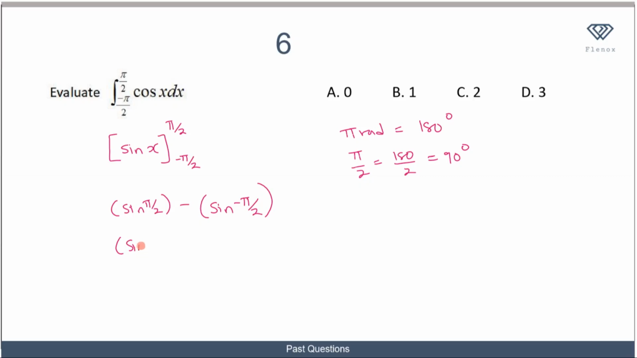So I can substitute this as sin 90 degrees minus sine of minus 90 degrees. Now if you punch your calculator for sin 90, you get 1. And if you punch your calculator for sine of minus 90, you get minus 1. So minus times minus is plus 1, and that gives me 2. So the correct option is option C, which is 2.